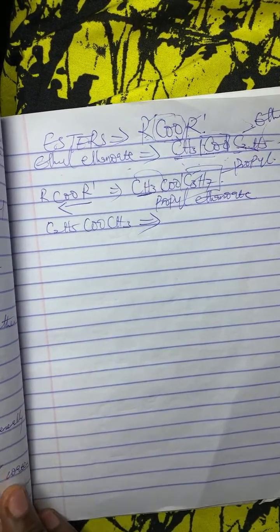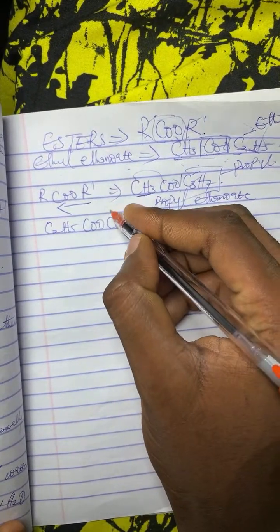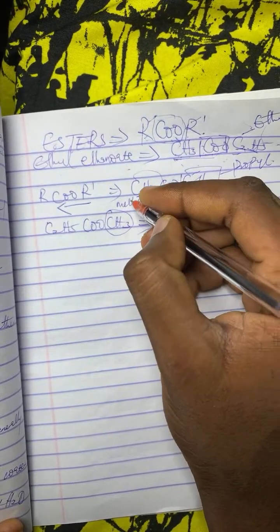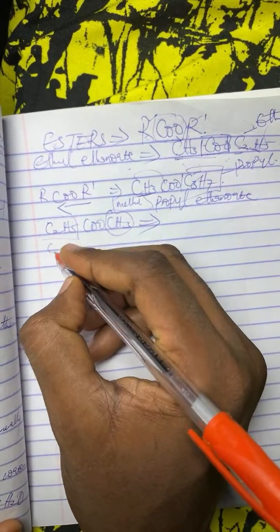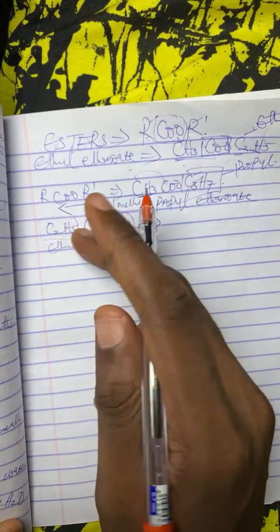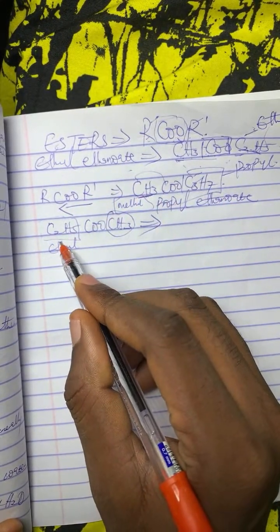Okay. Let me come in. Now, if we name from the back here, this is methyl. So this is methyl. We got it right. Now, this is ethyl. I'm naming the two R groups. This is ethyl. This is methyl. This is ethyl.